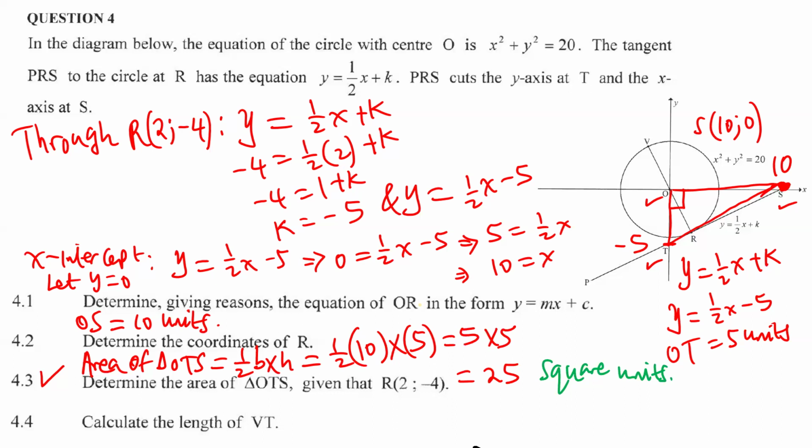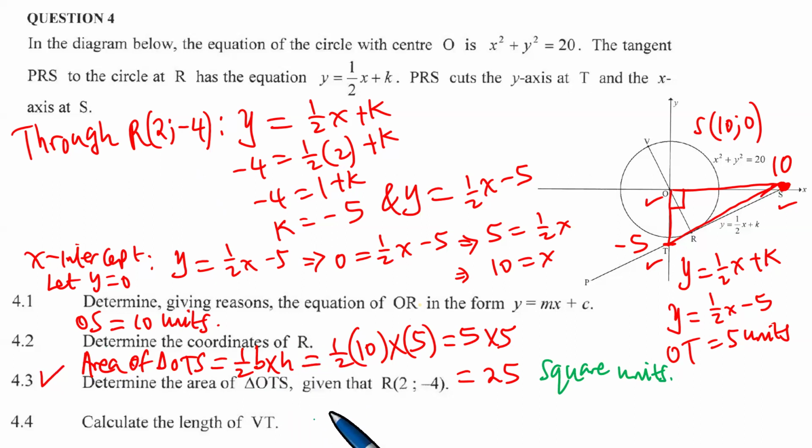Where's the question? Who doesn't understand what is happening? Who is lost somewhere? Who is saying, why did you do this? What was the question? The examiner said determine the area of the triangle OTS, given that the point R has the coordinates 2 and -4. We already got that R has the coordinates 2 and -4 in the previous question, because in 4.2 we found the coordinates of R. So we're good. We continue to solve more problems.